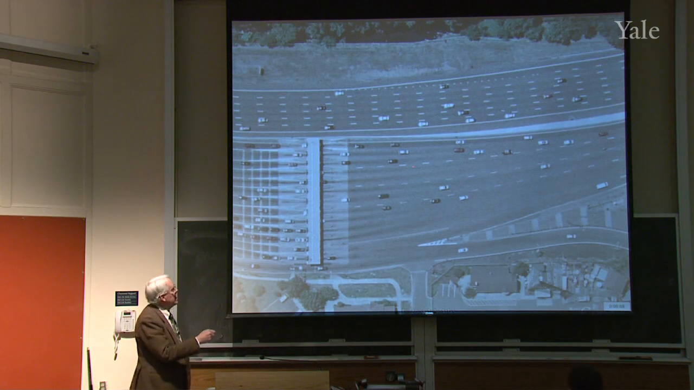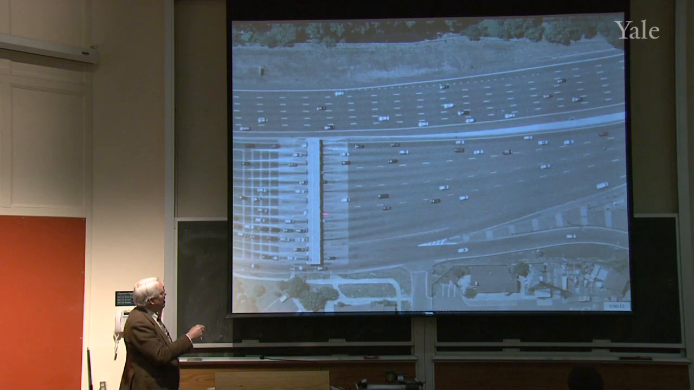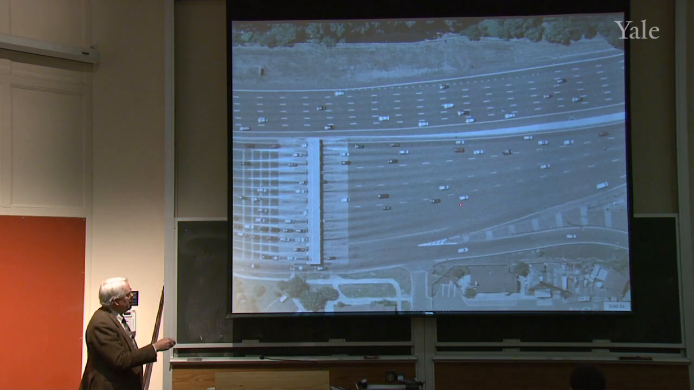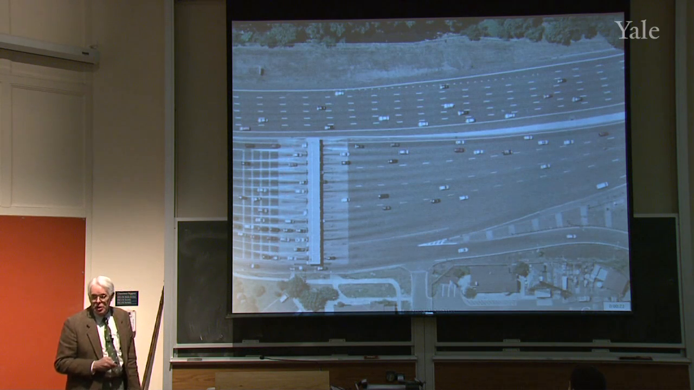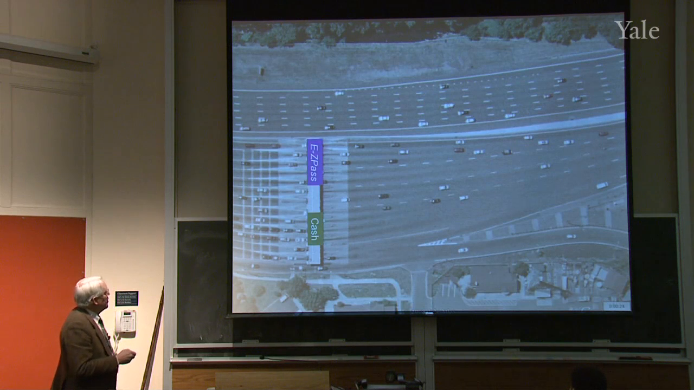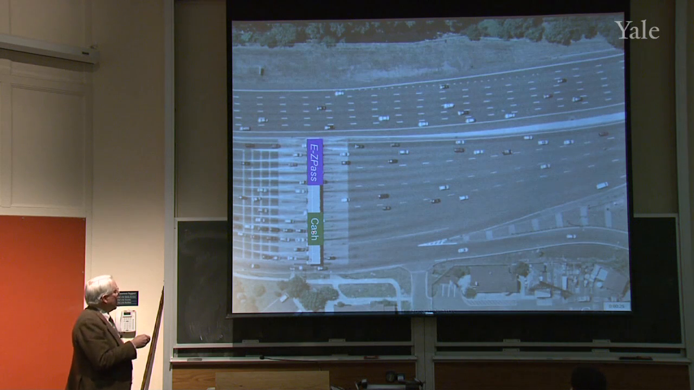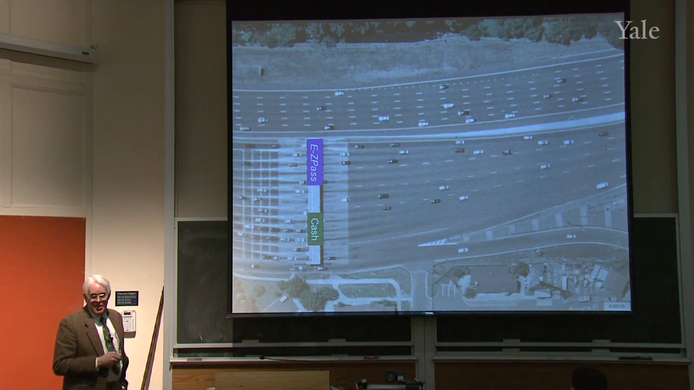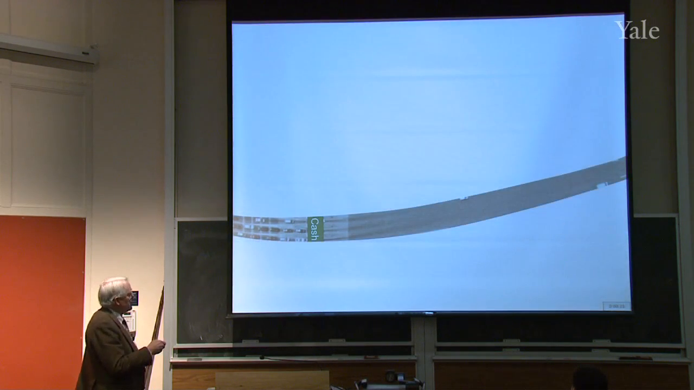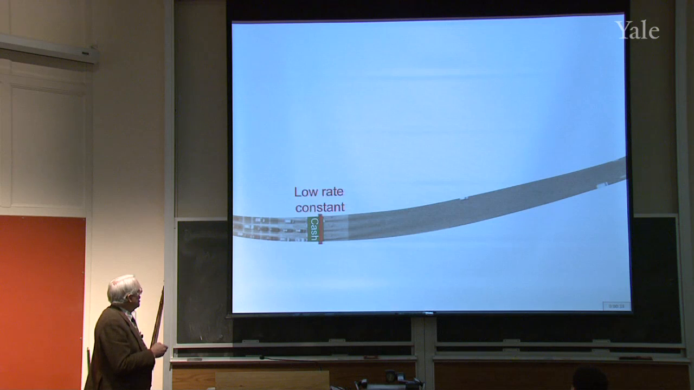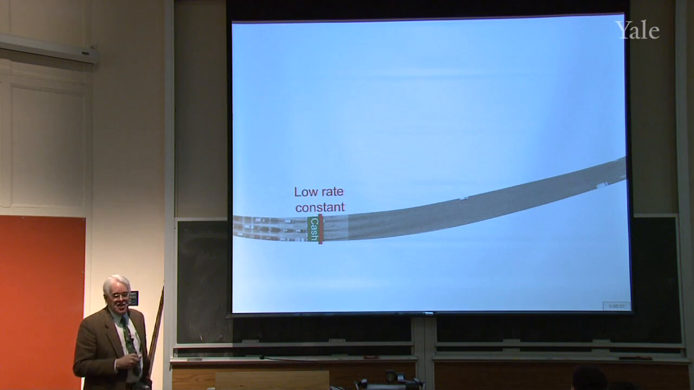Notice that for the cars going north, there's a lot of difference between these lanes of traffic and these lanes of traffic, and the same is true here. There's a big difference between those two. Okay? And the reason is that this is cache and this is easy pass. Okay? So if we look just at the cache lanes, you notice that there's a low rate constant here.